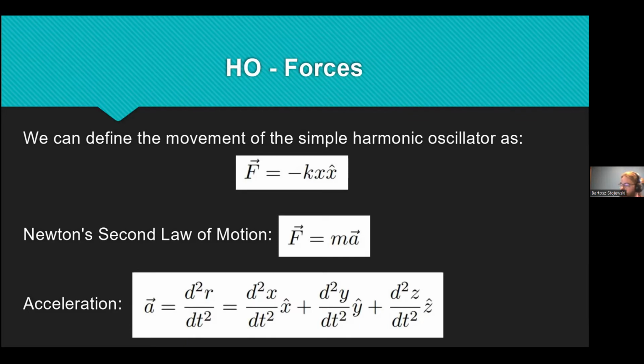From Newton's second law of motion, we know that force equals mass multiplied by acceleration. We also know that acceleration is the second derivative of the position r with respect to time in Cartesian coordinates, as shown on the third image. But in our case, we only have x coordinate, so that's why we only have first part of the acceleration, the y and z are equal to 0.